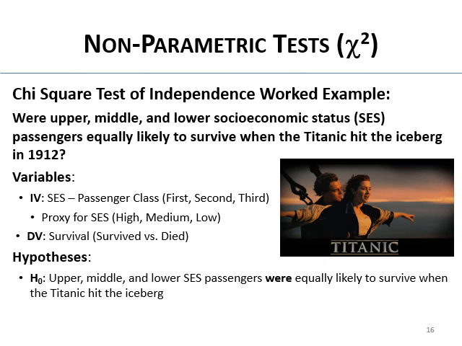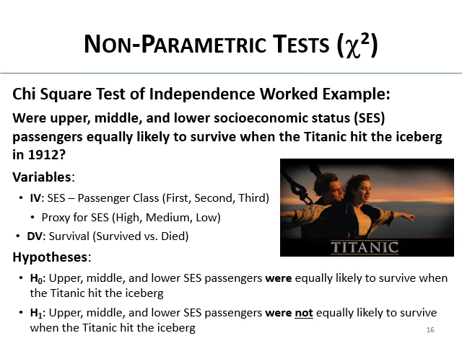Think we're going to be rejecting that? The alternative is upper, middle, and lower SES passengers were not equally likely to survive when the Titanic hit the iceberg. So if we reject the null, we've got to then do our post hocs.